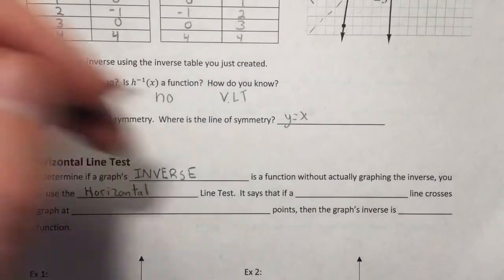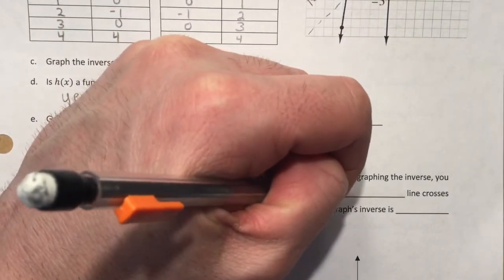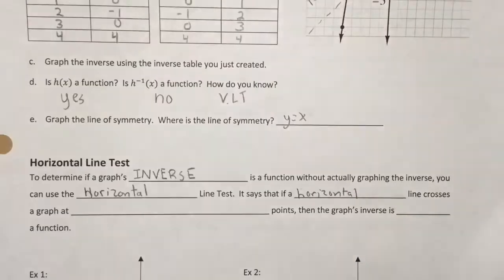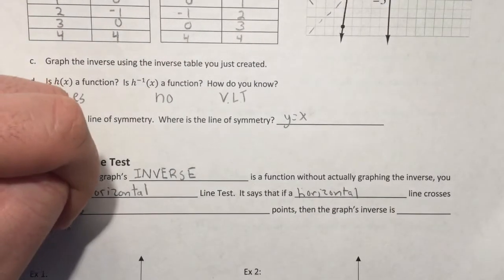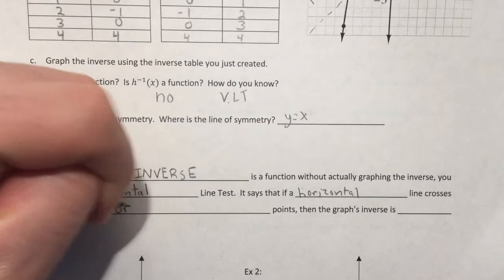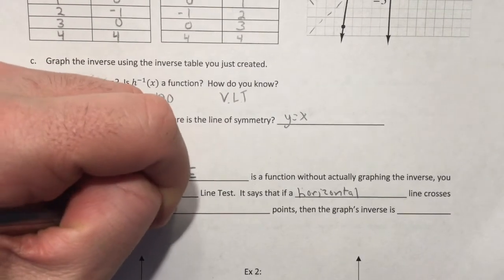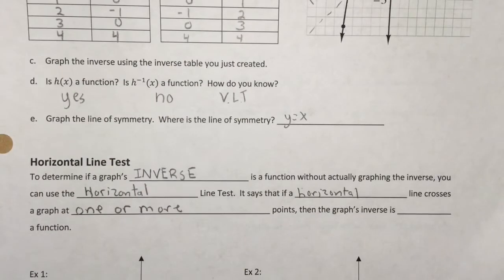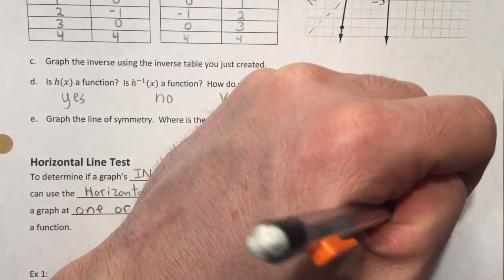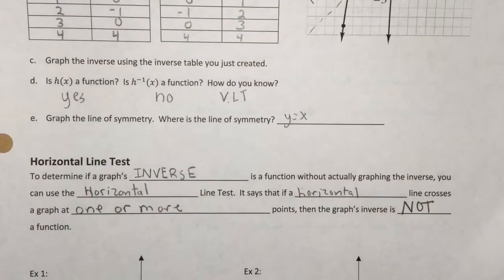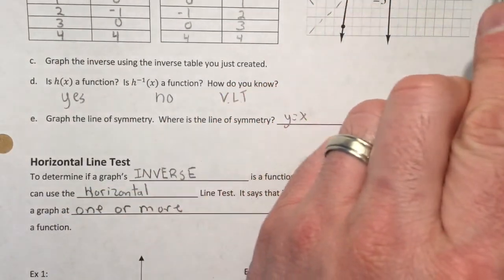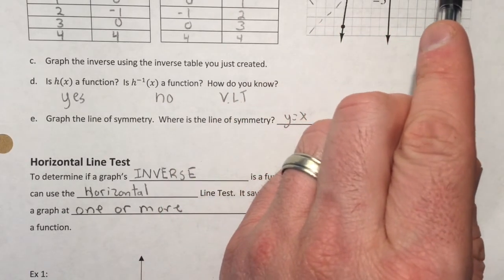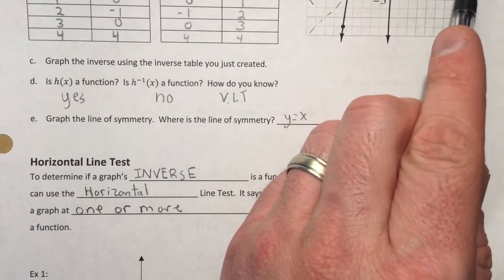It says that if a horizontal line crosses the graph at more than one point, then the graph's inverse is not a function. So if we look here, on the original function, a horizontal line crosses at more than one spot, so that means this inverse would not be a function.